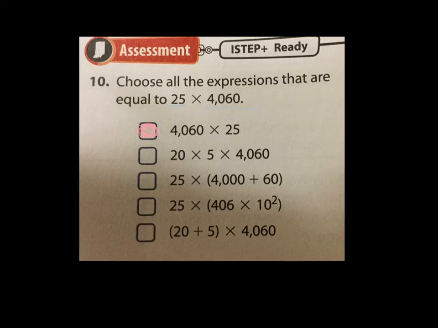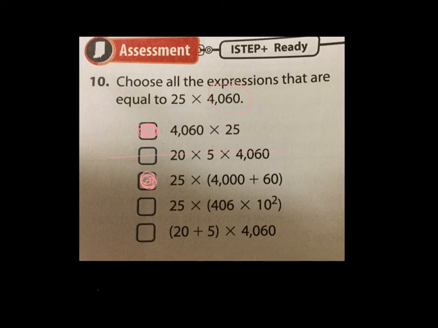20 times 5 times 4,060. If you take 20 times 5, that's not 25. That would be 100, so that cannot be correct. 25 times 4,000 plus 60. Well, because these are in parentheses, that means that we're going to add 4,000 plus 60 first. That's going to give you that 4,060, and then you can multiply it. So that is also correct.